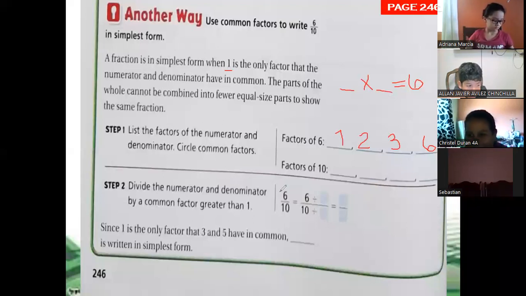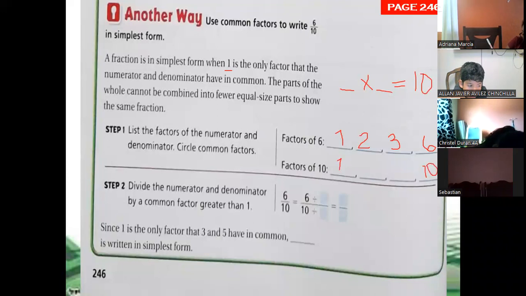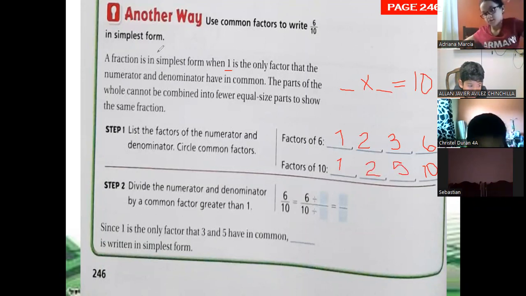Factors of 10. The same. Numbers that I multiply that equal 10. 10 times 1. 1 times 10 equals 10. Another pair. 5 times 2. There you have it. Now, 2 times 10? 2 times 10 equals 20, not 10.